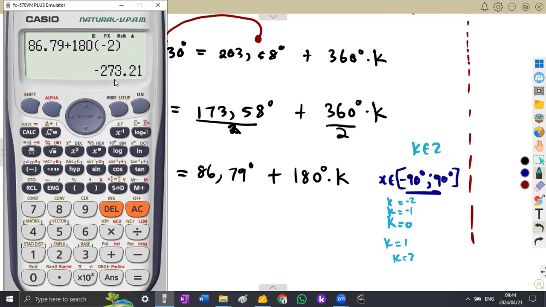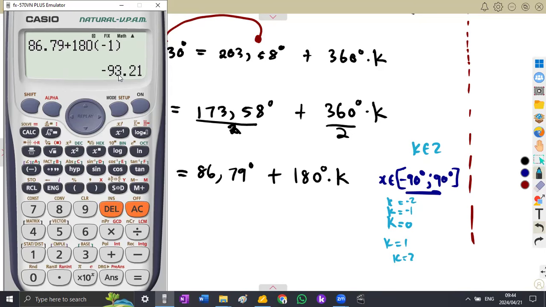It's a solution, this one, but it does not lie within our interval. So we cannot take this solution, but it represents x. If you substitute, this is a solution, but it is not within our interval. So we move on from -2. We can't move on to -3 because it is becoming more. So we move on to -1.